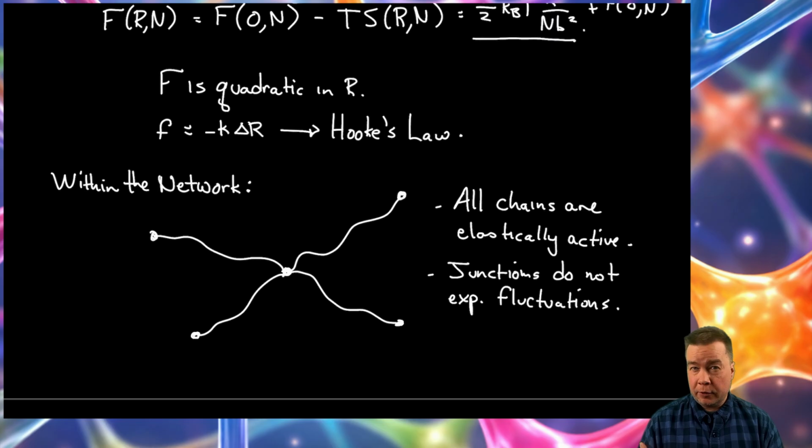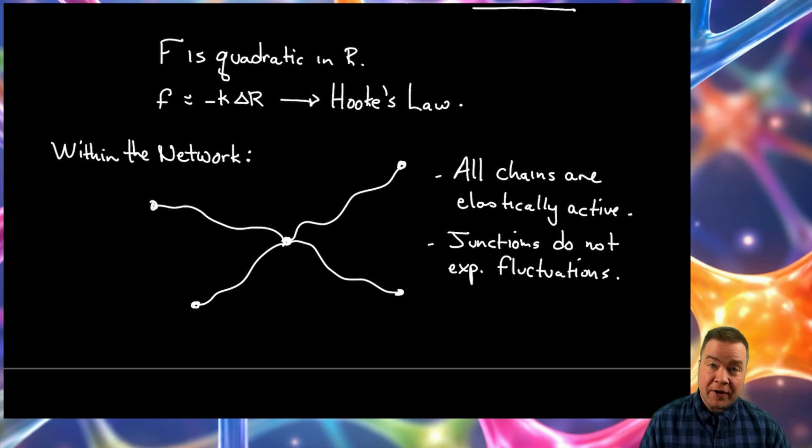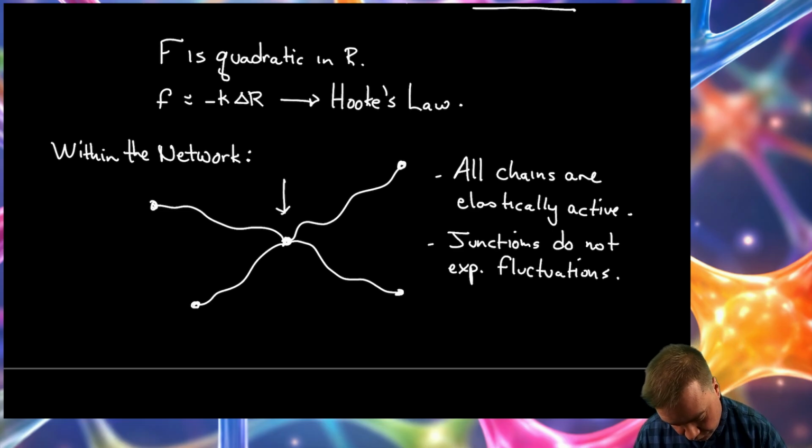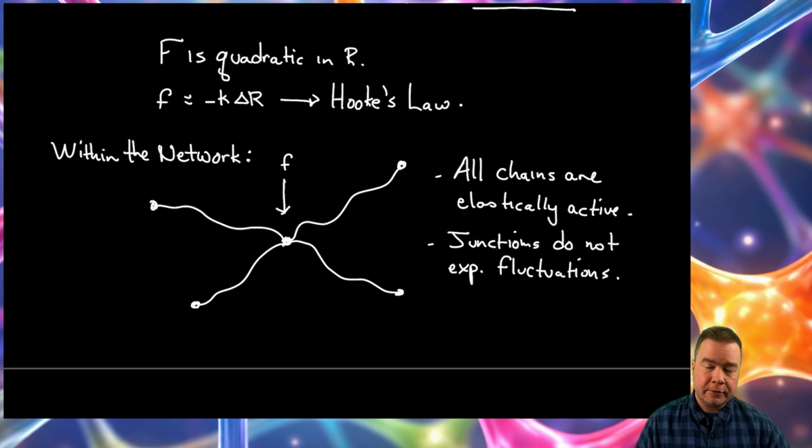You can follow it up and consider the effect of fluctuations. That's called the phantom network model, but we're not going to do it in this video. Okay, so we've got those definitions. So first we've got the junction, or the crosslink here, that has a certain functionality to it.